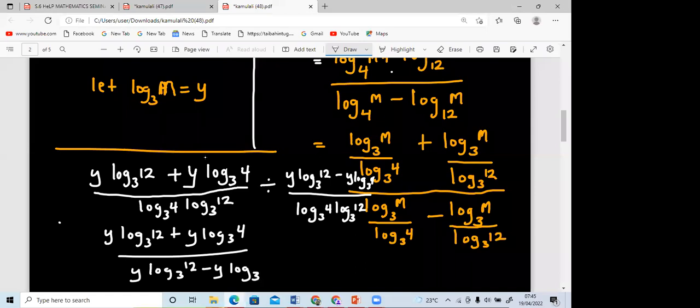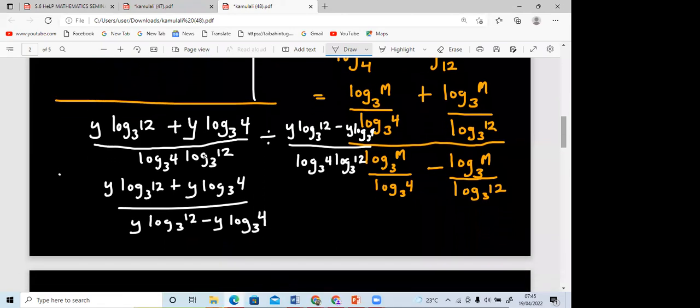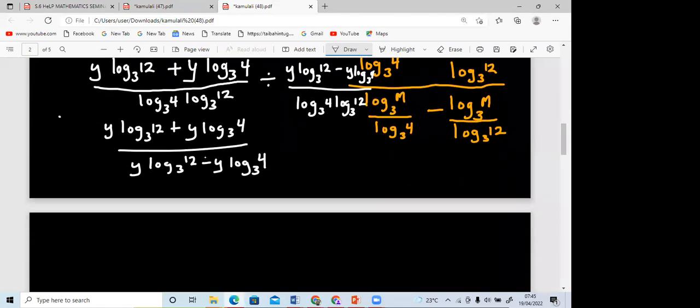So from there, I factorized out the y. That means the y will cancel. And I worked out following the logarithm laws.